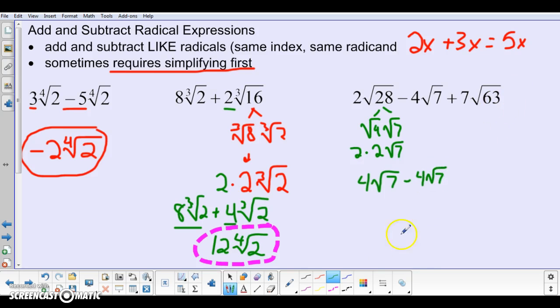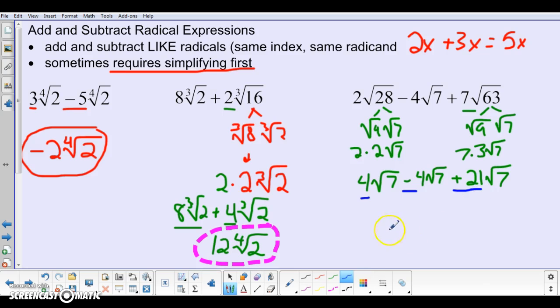And then I have to simplify this square root of 63 also. Well, square root of 63, let's see, 9 is a perfect square that goes into 63, and it goes into it 7 times. So I got 3 times the square root of 7, then I'm multiplying that times the 7 that was out in front. So really I'm going to end up with plus 21 times the square root of 7. Now that they're all the square root of 7, I take 4 minus 4, which is 0, plus 21, which is 21. I'm going to have 21 square roots of 7 when all is said and done.